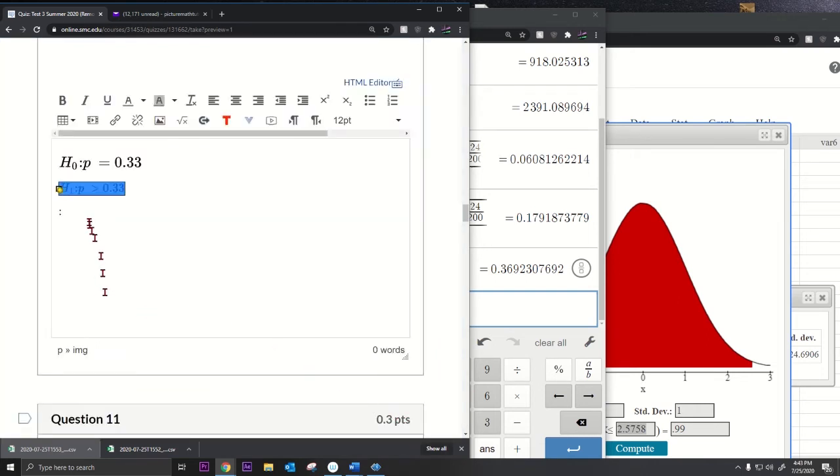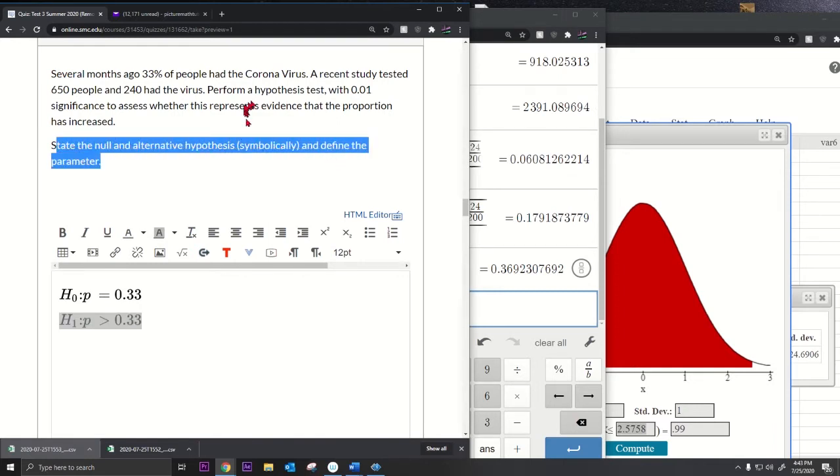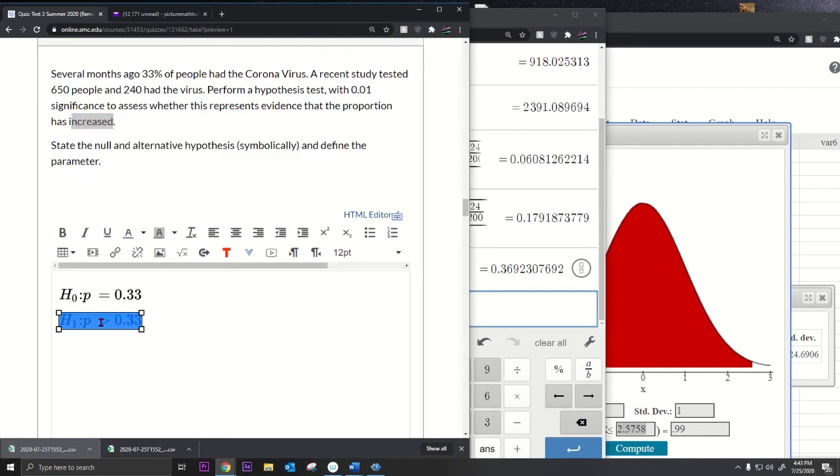An increase, I believe. So there you have it. It's your null and alternative, and make sure you define your parameters because the question says state the null and alternative hypothesis symbolically and define the parameter. It says increased, right? Yeah, increased. That's why I made this greater than.